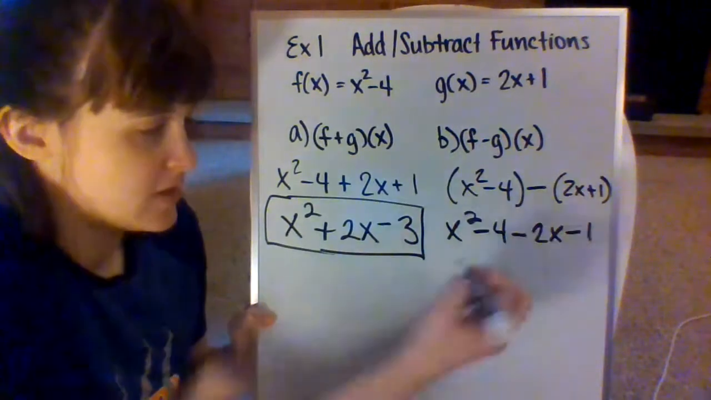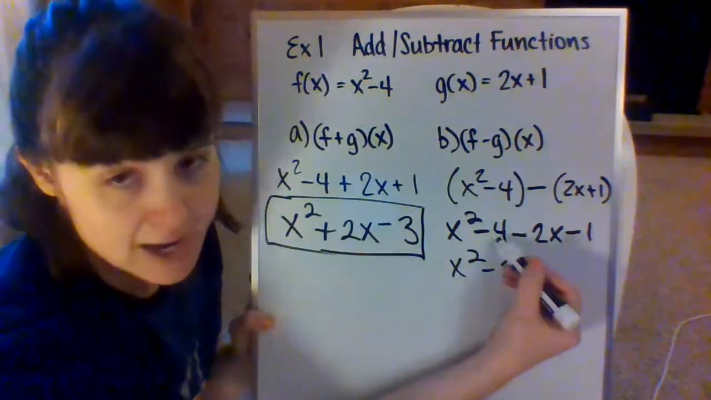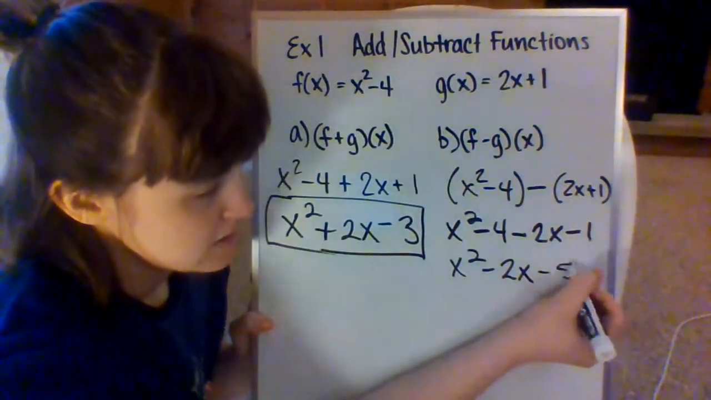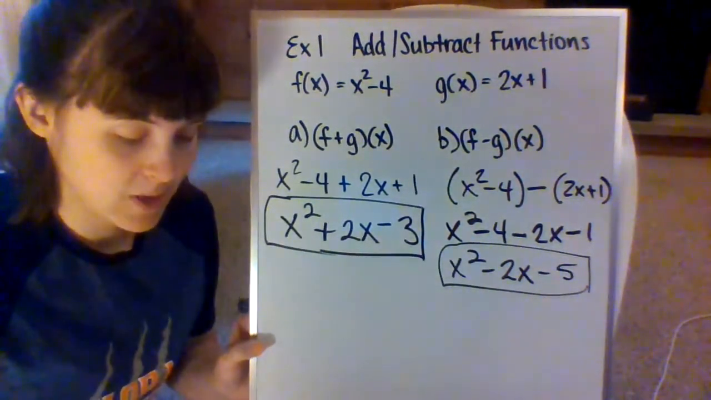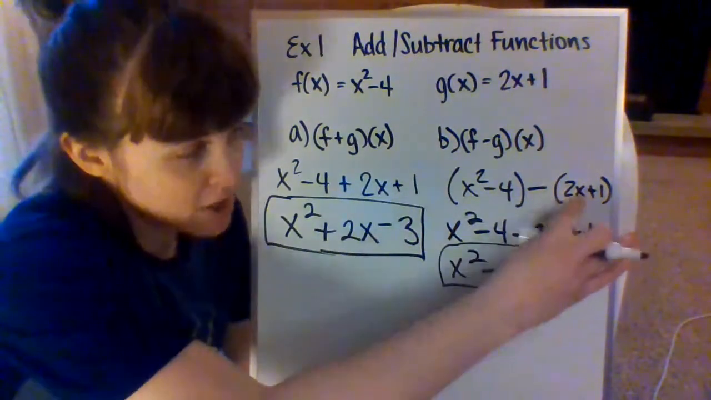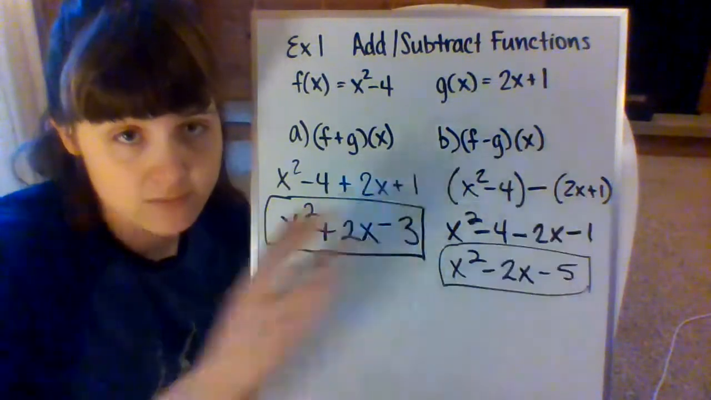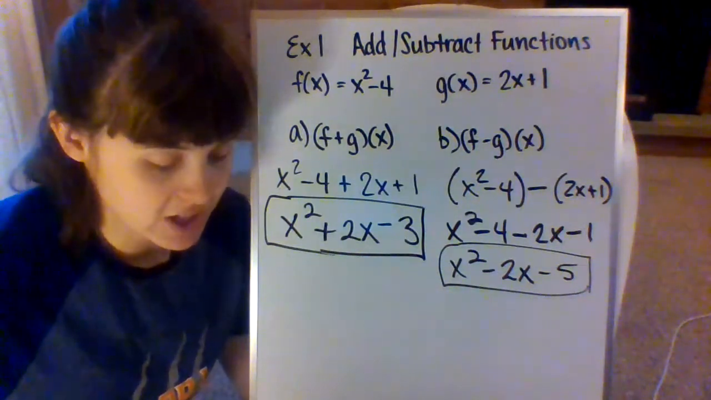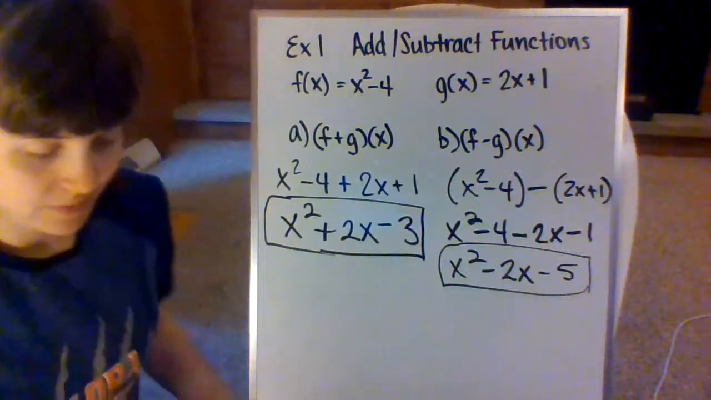Okay, so x squared minus 2x, and then negative 4 minus 1 is negative 5. So that's it. Okay, now, like I said, I think it's very important to put the parentheses around the functions when you're subtracting, because you don't want to mess up. Okay, so that's adding and subtracting functions. Next, we're going to multiply and divide.